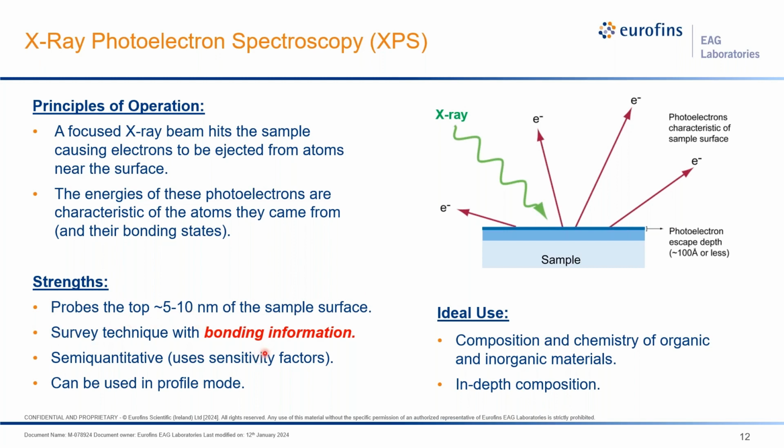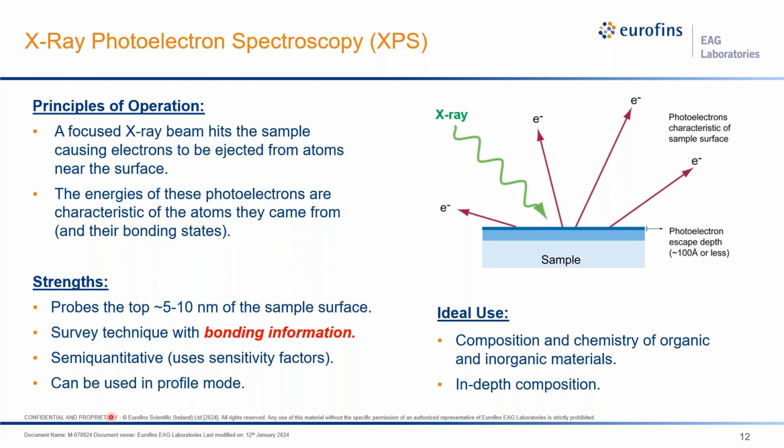I mentioned XPS can give bonding information as well as the composition that comes from the really precise energies of the electrons being ejected from a surface. XPS is semi-quantitative. It will give composition in terms of atomic percent, but it does use sensitivity factors. All of these concentrations are based off various standards, and the sensitivity factors are supplied to us by the instrument manufacturers.